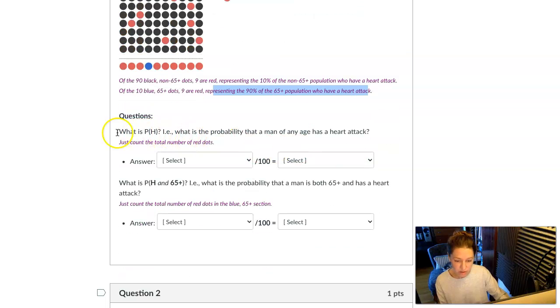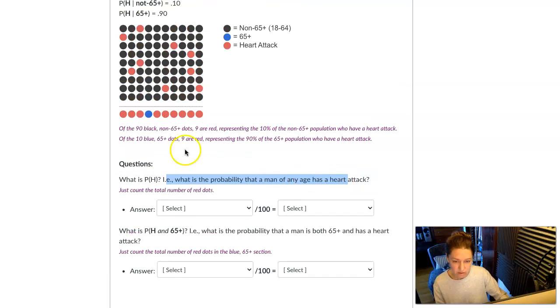Okay, so what we want to know is, question 1, what is the probability of having a heart attack? What is the probability that a man of any age has a heart attack? Well, out of 100, just count the red dots. Is it 9 or 18? Out of all the red dots, right? And what is the percentage then? That's going to be 18.